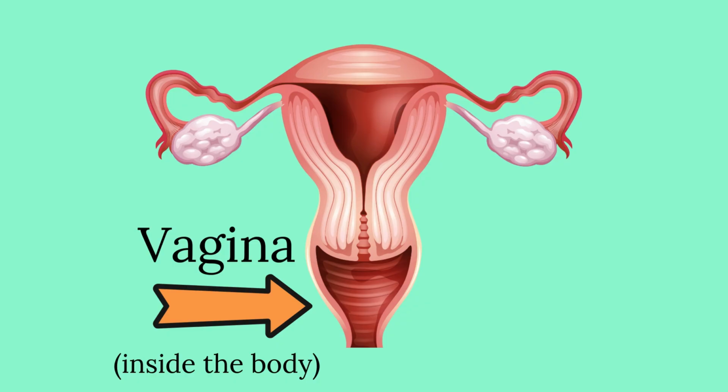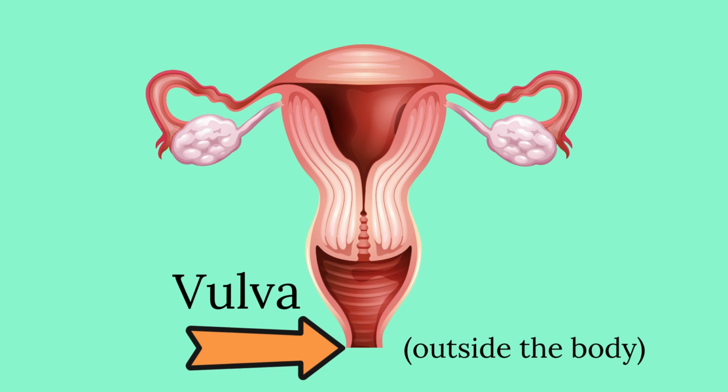First, we're going to learn the names and the functions of the female reproductive system. Some females have all of these parts, some of these parts, or none of these parts. The vagina is the muscular tube that connects the external part of your genitals to the uterus. It's where menstrual blood exits the body and plays a key role in childbirth and sexual intercourse.